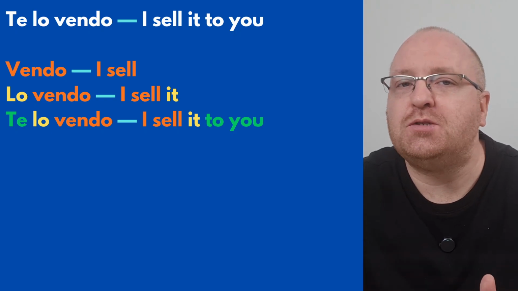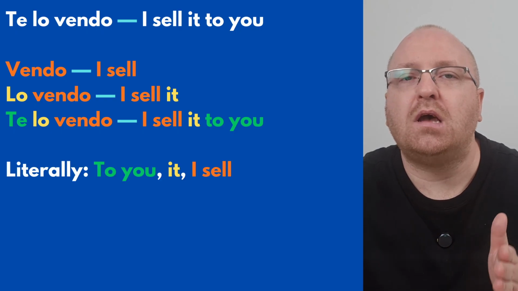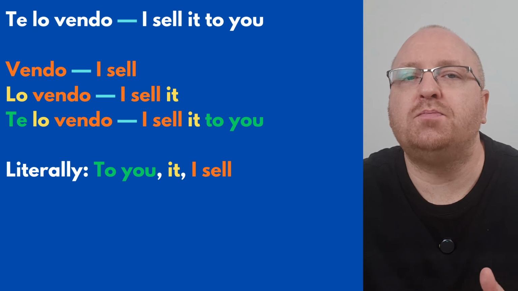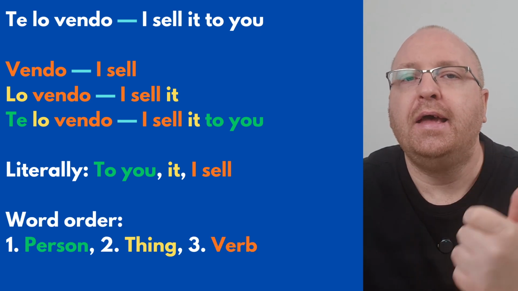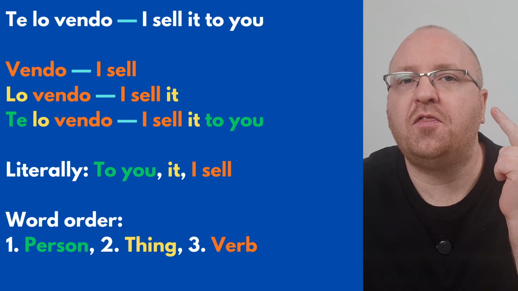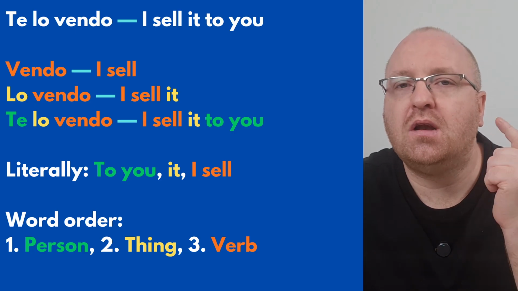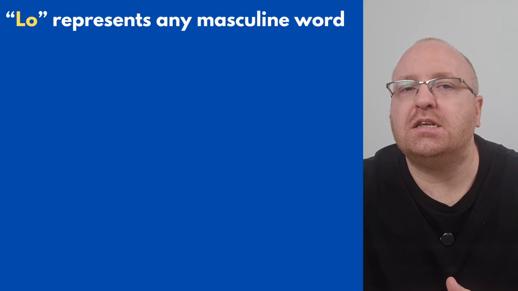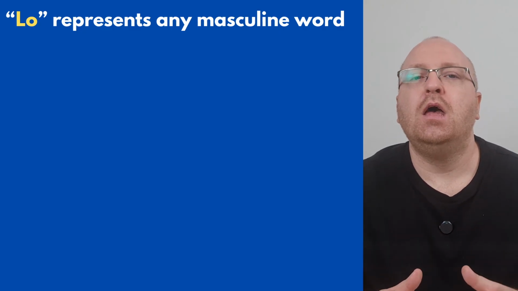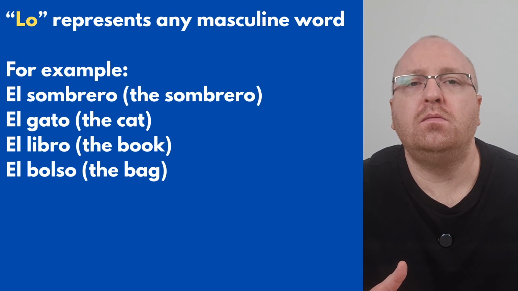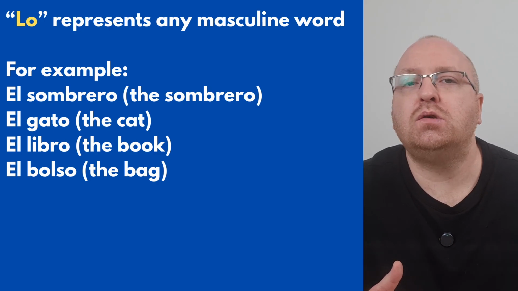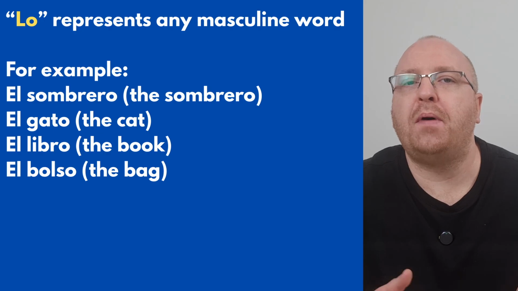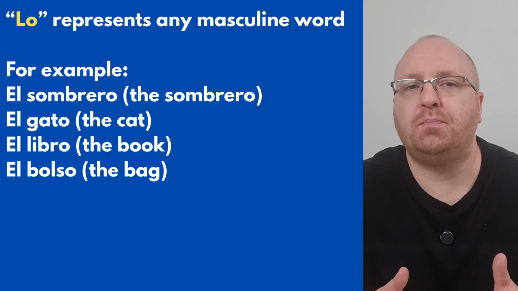Literally, the word order in Spanish is to you, it, I sell. So it's completely back to front. The word order in Spanish is first the person, second the thing, and then thirdly the verb. So it's person, thing, verb. Now that lo, meaning it, in our example sentence represents anything masculine. So it could stand for el sombrero, the sombrero, el gato, the cat, el libro, the book, el bolso, the bag, any word that's masculine in Spanish.